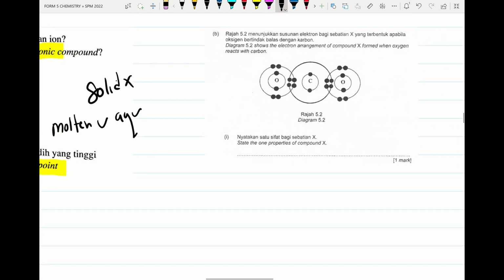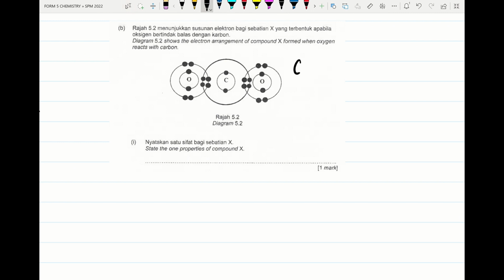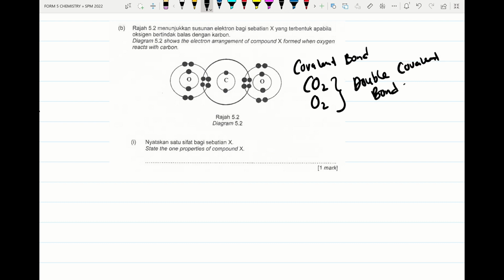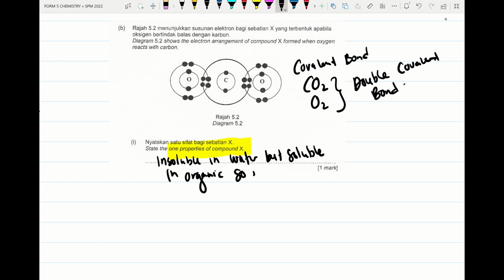We move on to this question. Try to check, when they are sharing electron, this is a covalent bond, and the compound formed here is carbon dioxide. Please remember, carbon dioxide and oxygen are made up of double covalent bond. All right, so state one physical property of this compound. This compound is insoluble in water but soluble in organic solvent. They do not conduct electricity and they have low melting and boiling point.